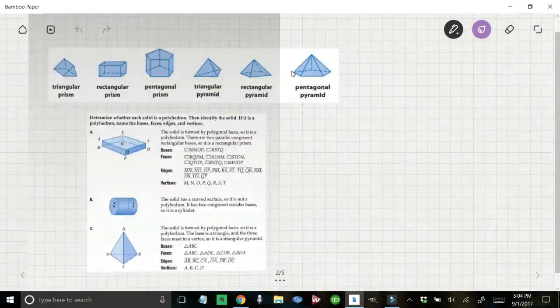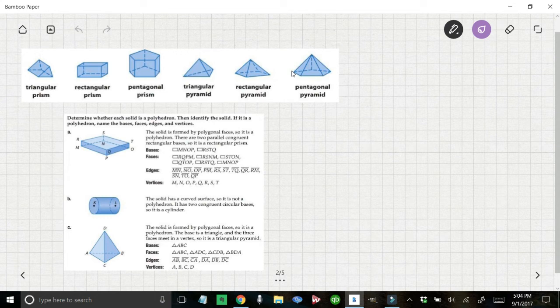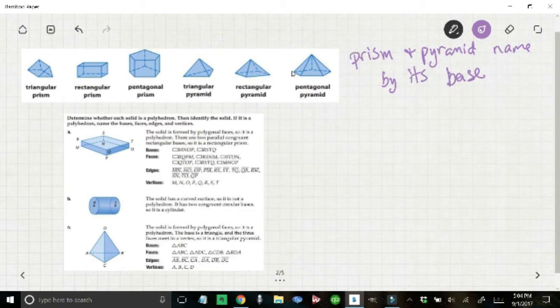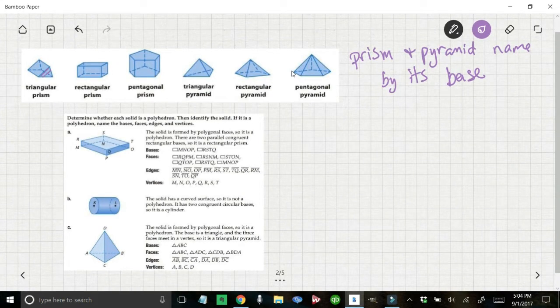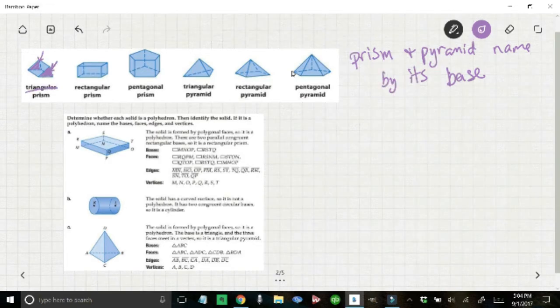Okay, I wanted to show you here some different types of prisms. The way we name a prism is we always name it by its base. And pyramids, we always name those by its base too. So I'm just going to write prism, pyramid, named by its base. So in this triangular prism, the bases are not always the side that it's sitting on. The bases are the sides that are congruent and parallel to each other. So this is called a triangular prism because the bases are triangles.